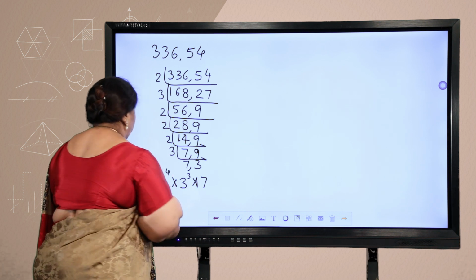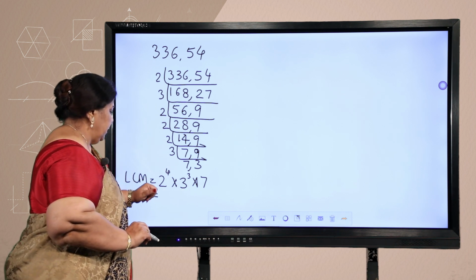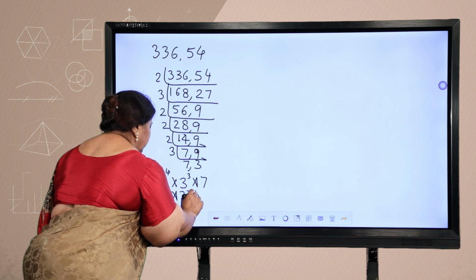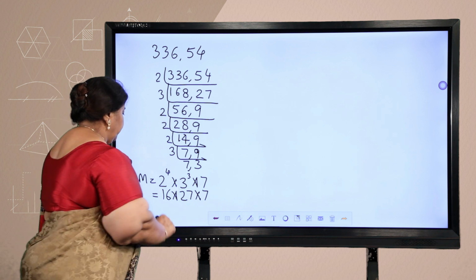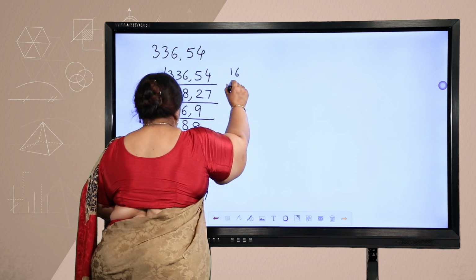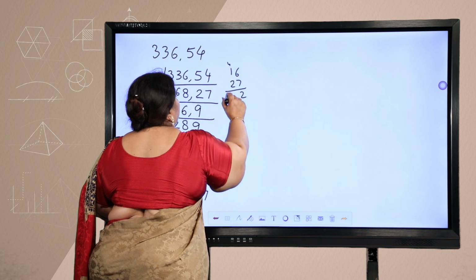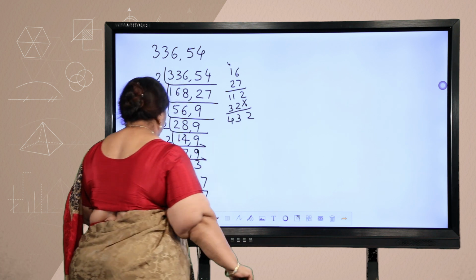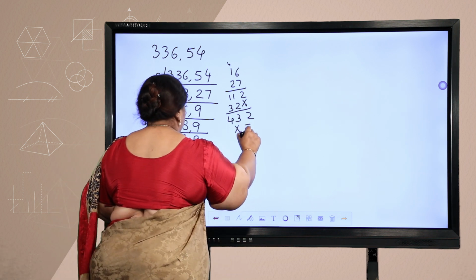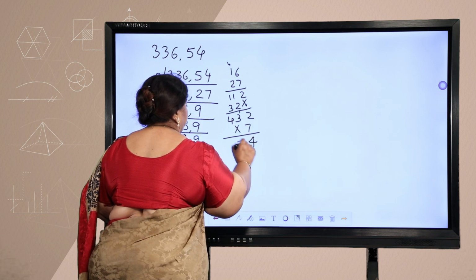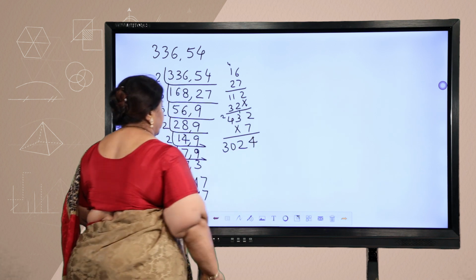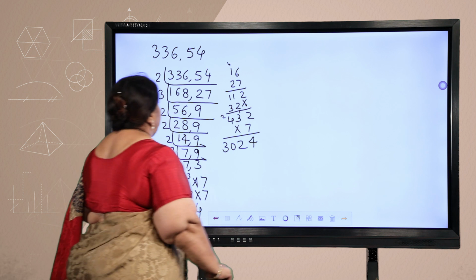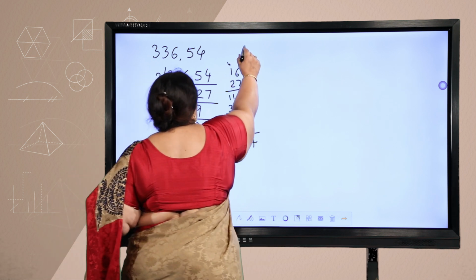Yes. So, 2 2s are 4, 4 2s are 8, 8 2s are 16, 16 into 27 into 7 will be our LCM. So, 16 into 27 is 432, multiply by 7 again, it gives 3024. Let us calculate the HCF.